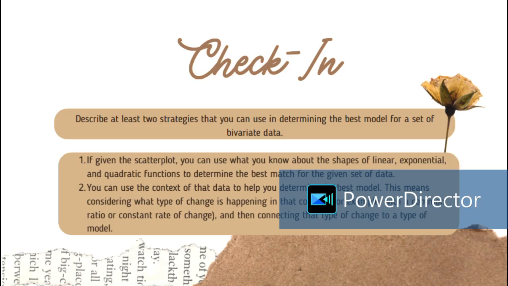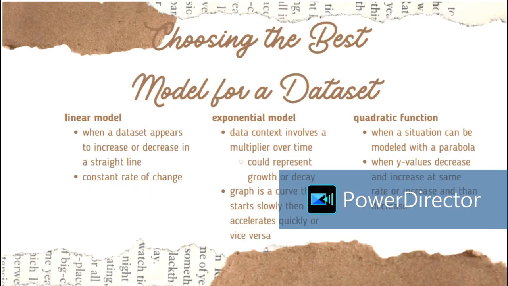This means considering what type of change is happening in that context, for example, a common ratio or constant rate of change, and then connecting that type of change to a type of model. So like our first example, where you were dealing with interest, you know interest is going to cause exponential growth. We just know that. You have to know that. Choosing the best model for a data set: we have linear models, exponential models, and quadratic functions.